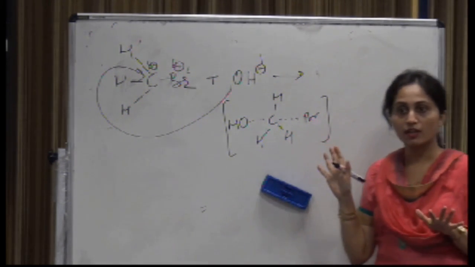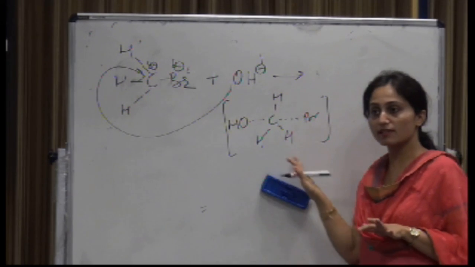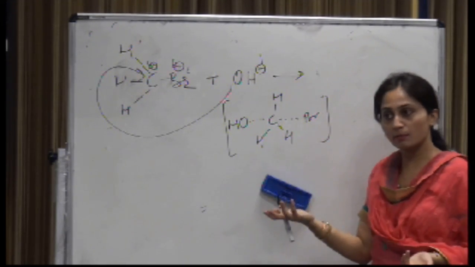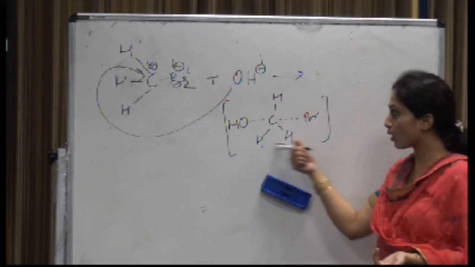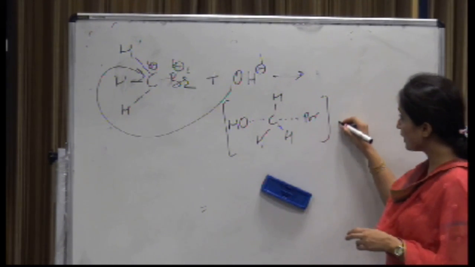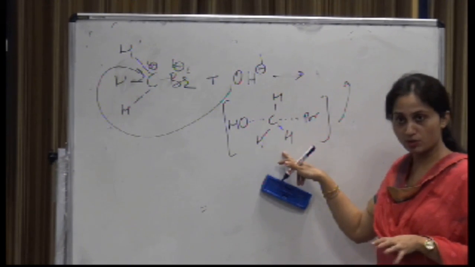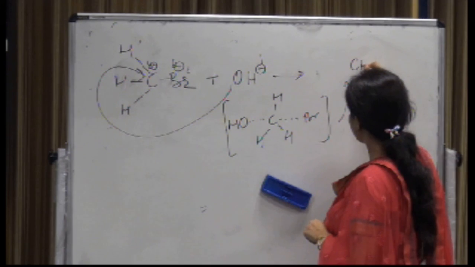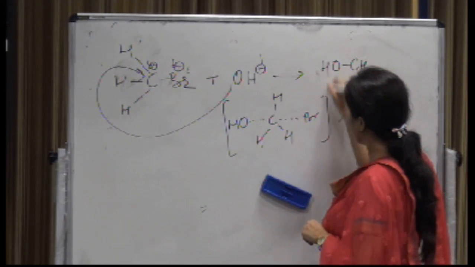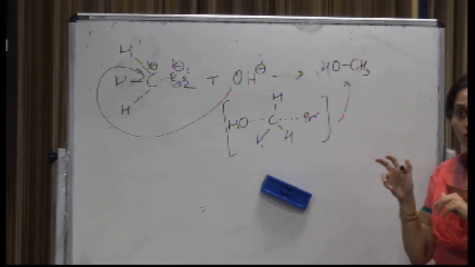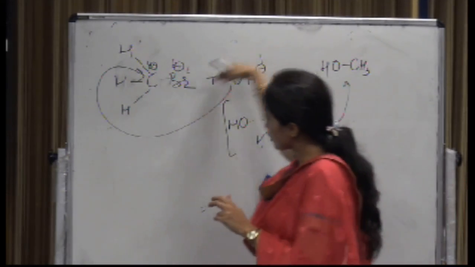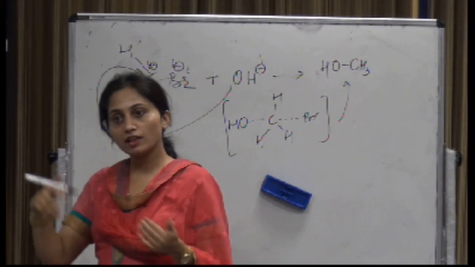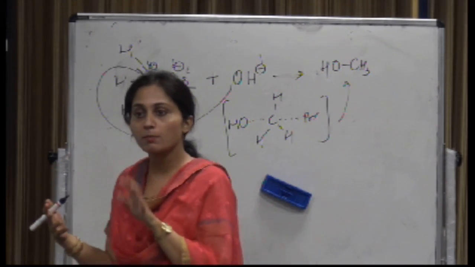Why am I putting this in brackets? Because this is an unstable intermediate, and carbon's valency cannot be more than 4. Here I am drawing 5 groups around it. So this is an intermediate which is formed, and immediately it will form CH3OH on the other side. So if the orientation were from the same side, there is no product formation, and when the OH is coming from the other side, there will be a product formation.